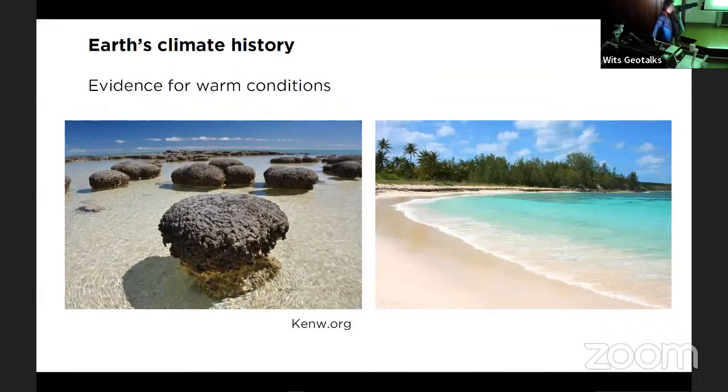So here's an example of a warm environment, right? On the right is a photograph of a carbonate beach in the Bahamas. And on the left are stromatolites from Shark Bay, right? This is the last kind of bastion of stromatolites on Earth's surface. And these are microbial mats or algal mats that are photosynthesizing and growing, also producing calcium carbonate. And these are also associated with warm conditions.